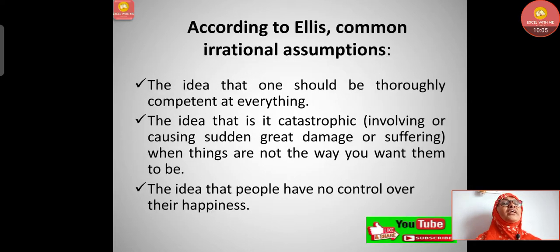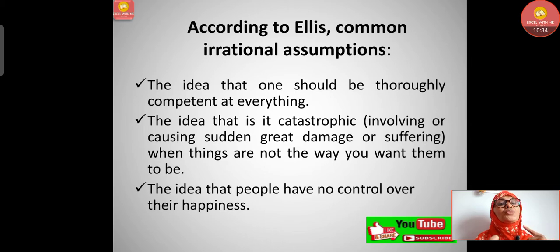Now according to Ellis, what are the common irrational assumptions which are prevailing in society? Let's understand. The first one is the idea that one should be thoroughly competent at everything. Obviously, in our Indian society also, we face the same problem. What is that idea? We are competent for everything. I can do anything, everything I can do. That perception has been brought from the generations.